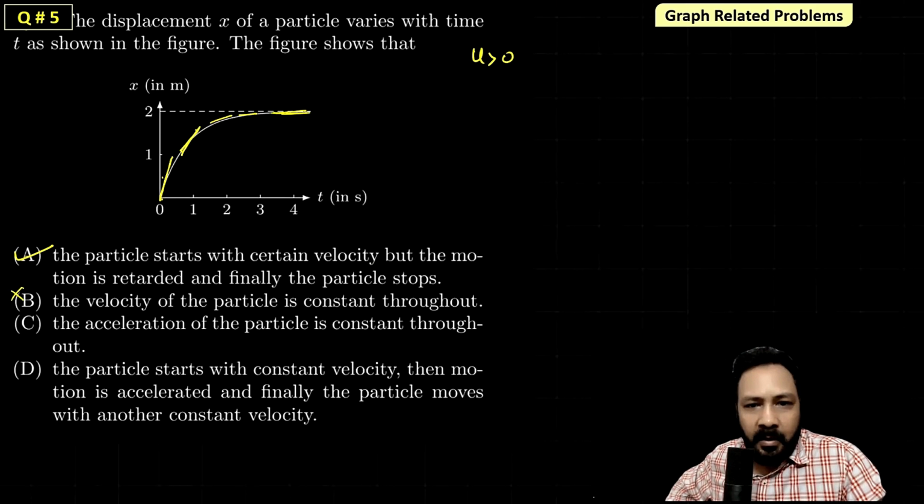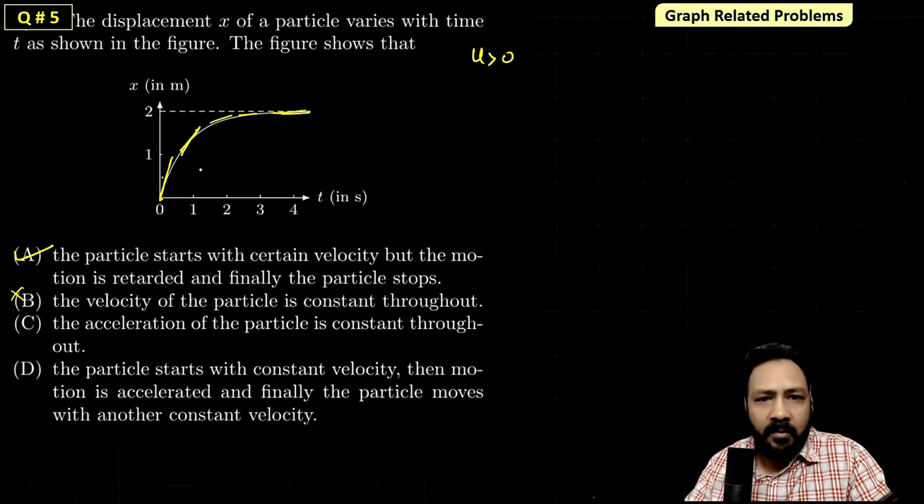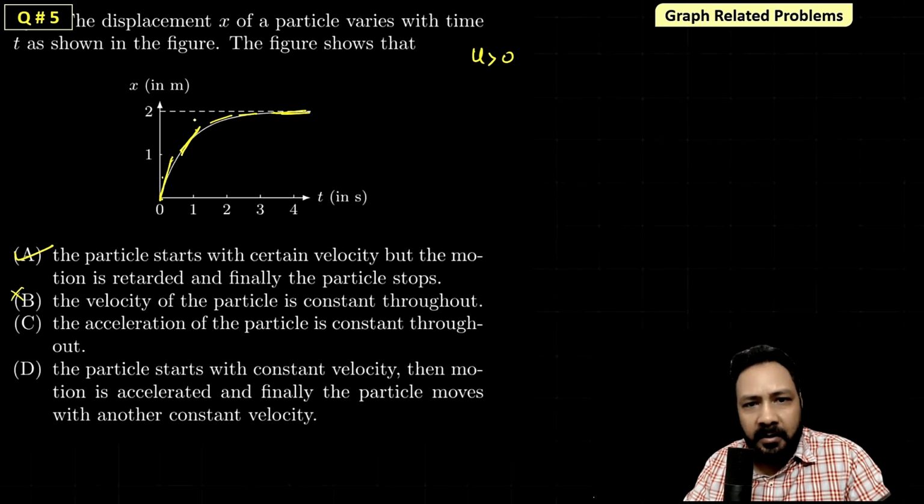If option A is correct, option B cannot be correct, because the particle is retarded and its speed is continuously decreasing. Option B says the acceleration of the particle is constant throughout. Looking at the final part, the velocity is becoming 0. Finally, when it comes to a stop, the velocity and acceleration both become 0. But initially there was some acceleration. So acceleration is not constant. It is actually a retardation, but it is not constant.